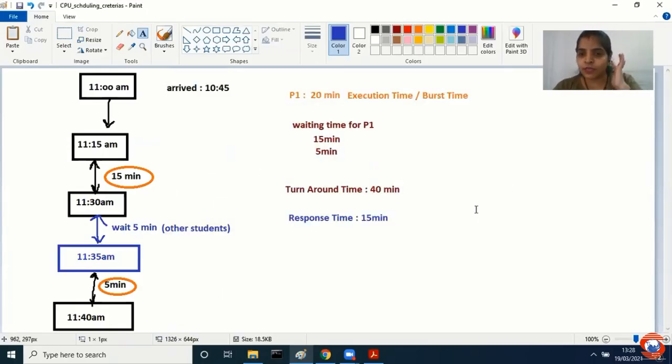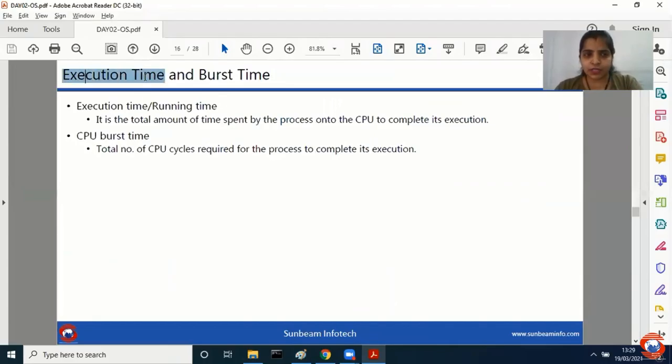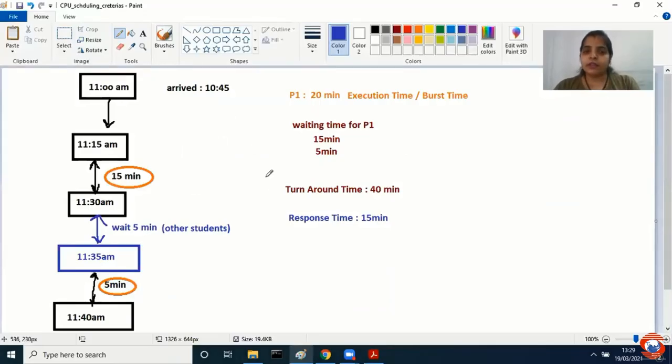If you understood this example, what is response time? At what time did I get CPU control for the first time? At 11:15. The first time the process gets CPU control is basically the response time. Is it okay? Yes. So instead of reading the definitions, I hope execution time, burst time, CPU burst time, running time, whatever you say, all the terminologies are the same. So instead of explaining the definitions, I hope that with this example you are clear with the explanation of these times.